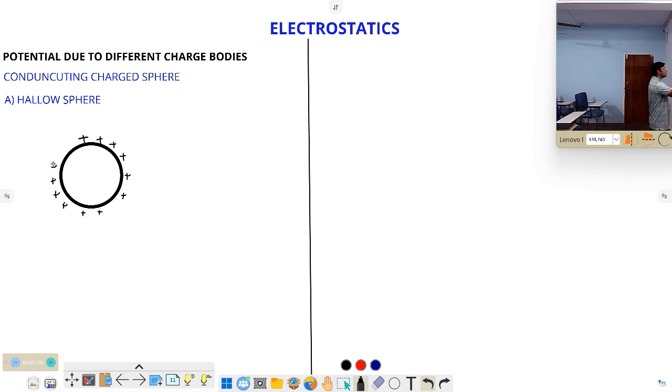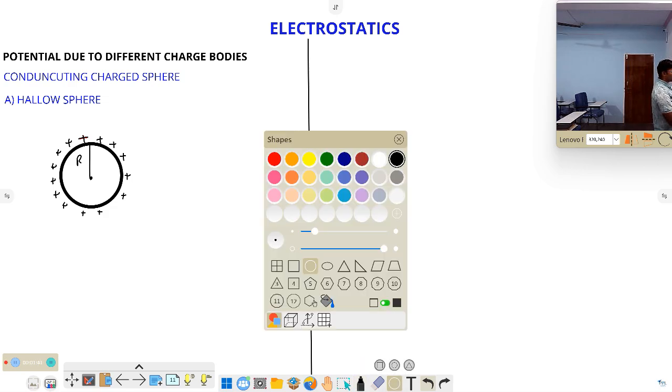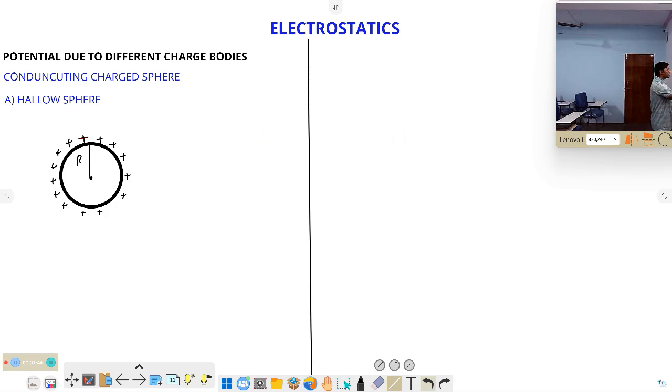Now this sphere has radius R; this is the radius. Now we choose a line from the center of the charged body to the outside. On this line, I am taking some points. The first point, at the center, I am calling point A. On the surface I am taking another point, that is point B. And outside, at some distance, I am taking point C.